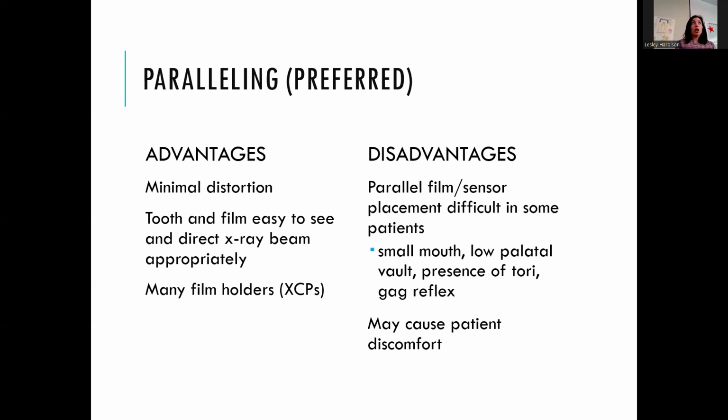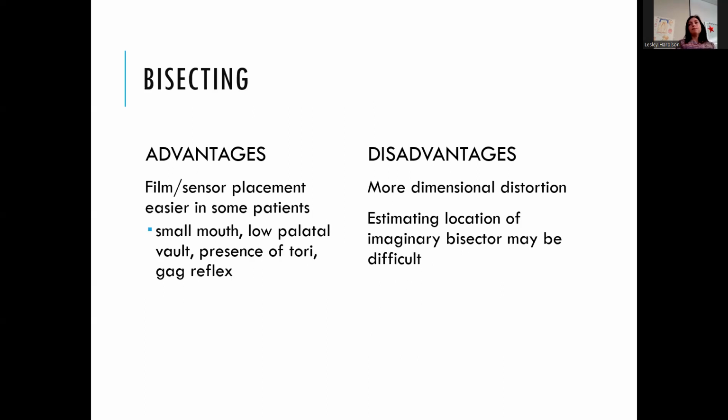Gagging can be one of the hardest ones because sometimes people just plain can't control that very well. So that can be a harder one. Bisecting the angle, advantages and disadvantages: the film placement can be easier because, say you want the XCP in there and you want to get it back posterior enough, but the patient's gagging or they won't let you.